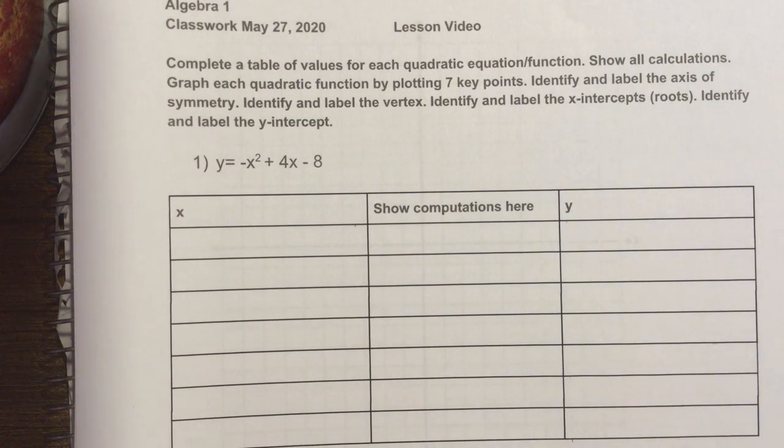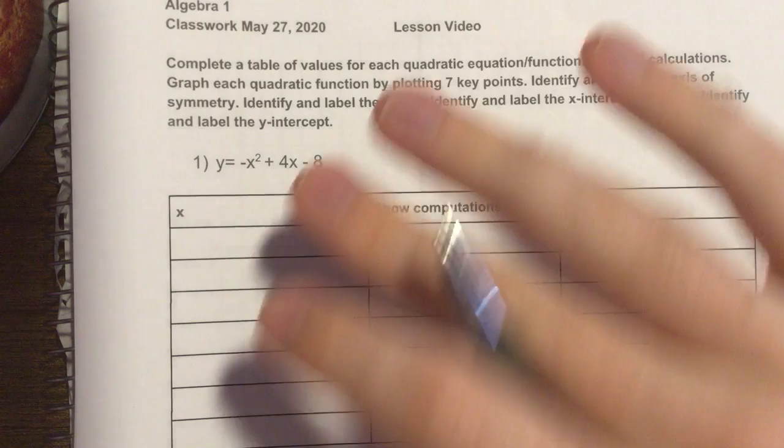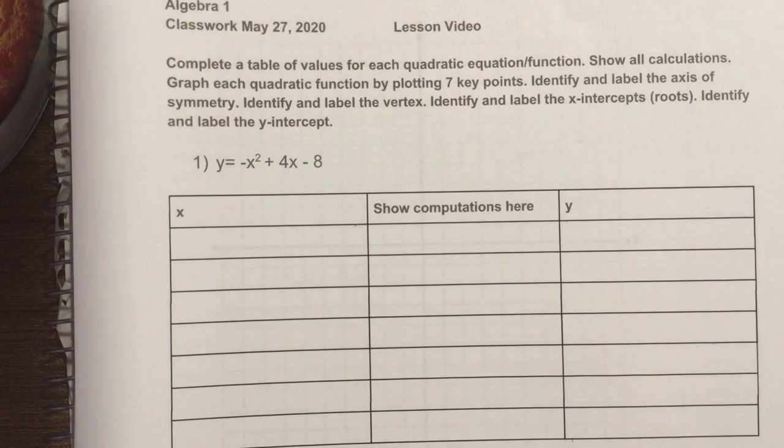This is a video to accompany you as you do the classwork for May 27th. In the exercises that you're given, you have to complete a table of values for each quadratic equation or function, show all your calculations, graph the quadratic function, its parabola, by plotting 7 key points, and those are going to come from the table. Identify and label the axis of symmetry, identify and label the vertex, the turning point, identify and label the x-intercepts, which are the roots, and also identify and label the y-intercept.